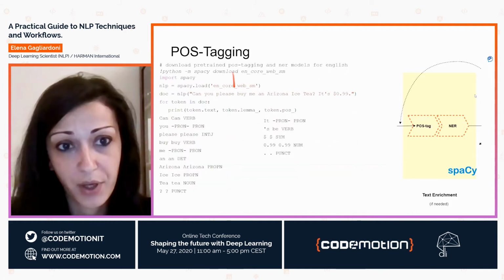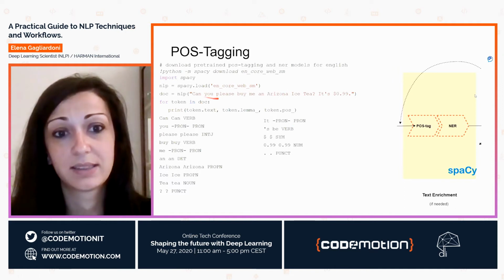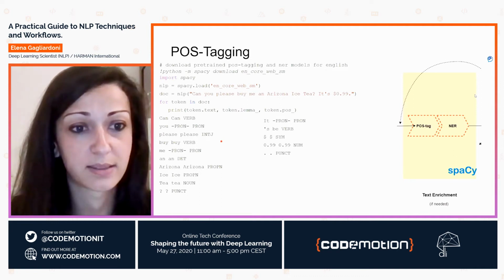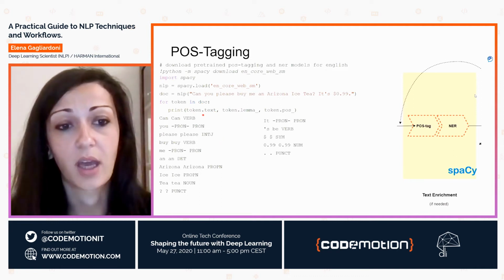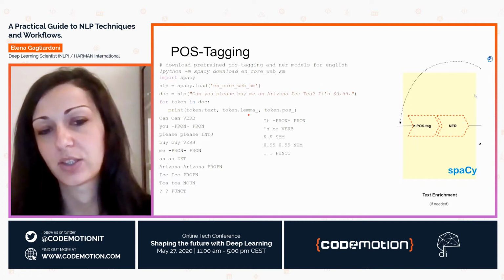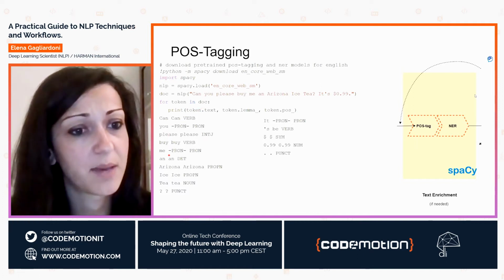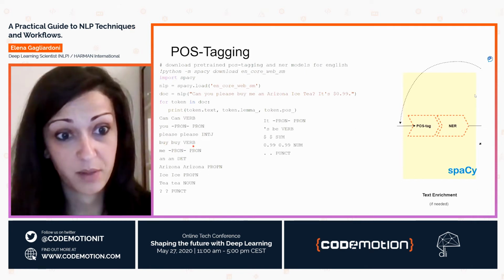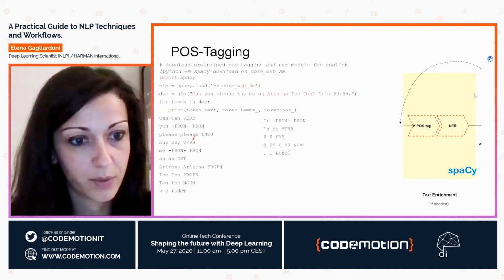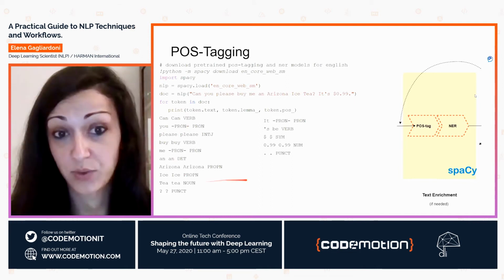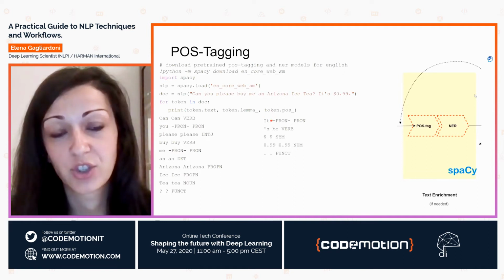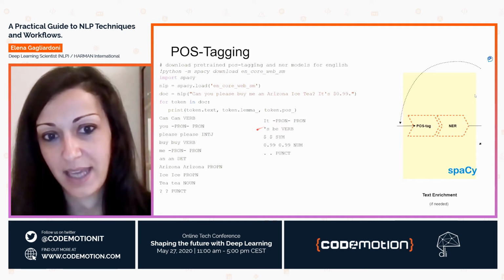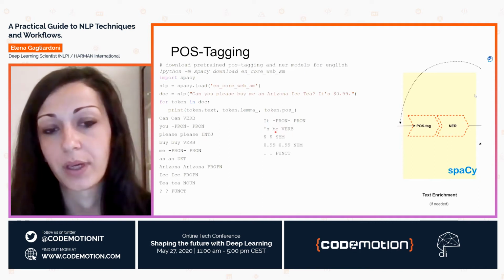This is an example of spaCy being used for POS tagging this sentence: "Can you please buy me an Arizona iced tea?" We can see that with spaCy you can perform lemmatization and POS tagging in one go. So, for example, spaCy recognizes that buy is a verb, that you is a pronoun, can is a verb, etc. And with lemmatization, spaCy splits he's, it's into the pronoun it and the verb 's, and the lemma of 's is the verb be.